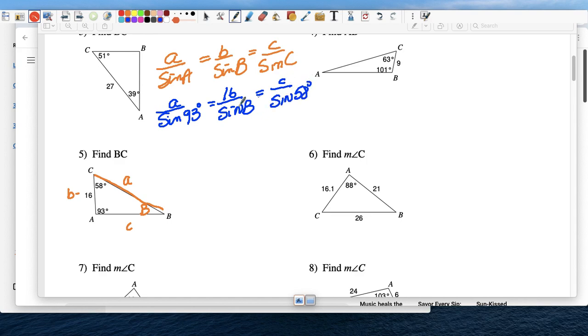Oh, I forgot, I do know angle B. The sum of the angles in the triangle is 180. So to find the value of this angle, all I have to do is 180 minus the 58 minus the 93. The difference is going to be angle B, which is 29 degrees. So I do know all three angles. Over here, where it says capital B, I'm going to write 29.